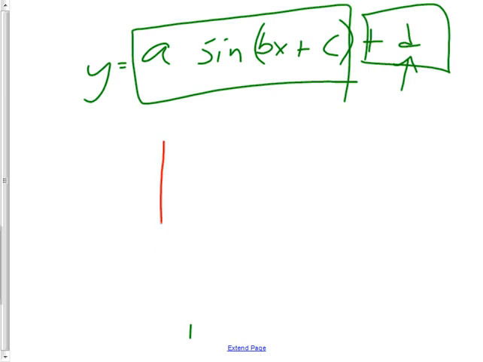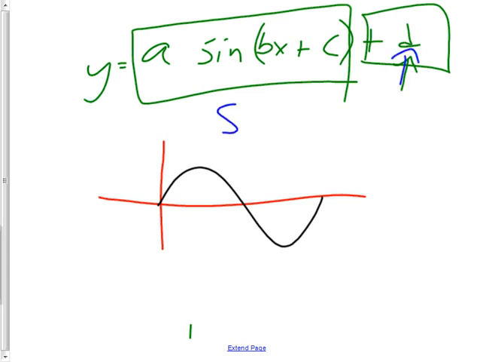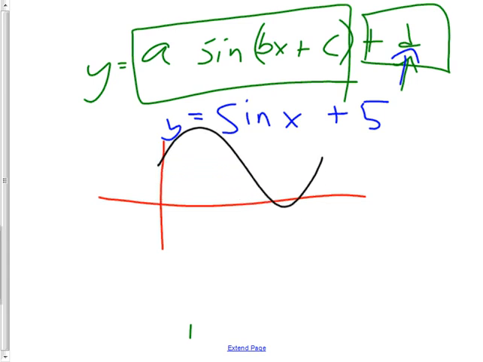So if this is my sine graph, normally it looks like this. And I do this to it. Maybe my graph looks like this. Sine of x plus 5. Then I just took the whole thing and moved it up 5. So I grabbed this whole thing, moved the whole thing up 5. Okay.